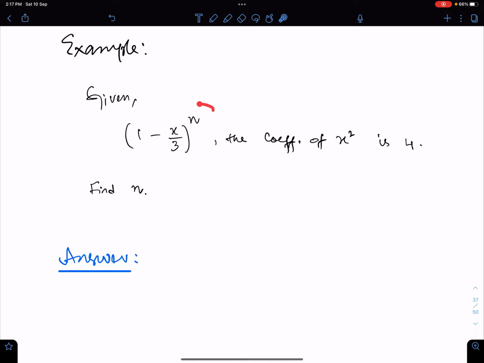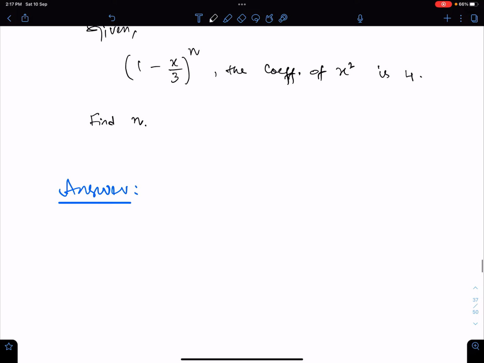So in this example, we have this expansion and the coefficient of x square is 4. The question is find n. Remember, n is always a positive integer. Well, this expansion is simple. So in simple expansions, we can easily predict the value of r and the term number.